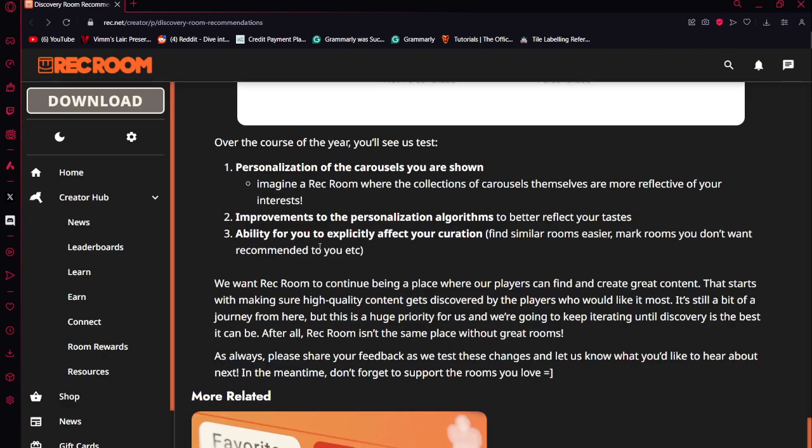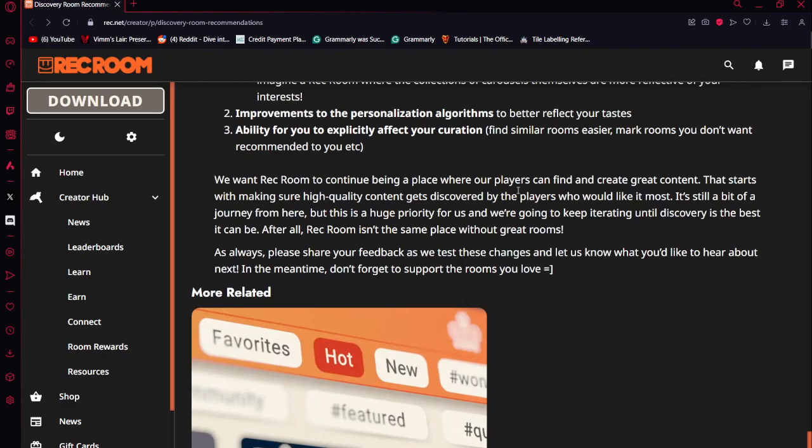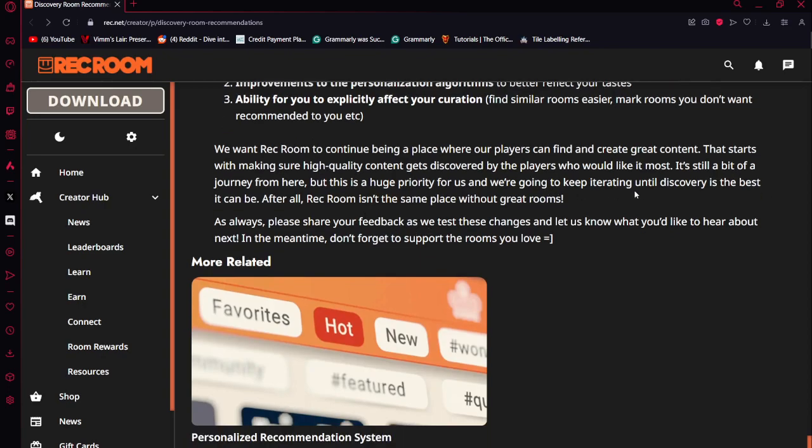So basically, if you mark a lot of militaries and PvPs, you won't have to deal with them, and therefore you'll definitely get more unique rooms or more variety of rooms, I guess. Always nice. We want Rec Room to continue being a place where our players can find and create great content, and that starts with making sure high quality content gets discovered by players who would like it most. It's still a bit of a journey, but this is a huge priority. Rec Room isn't the same place without great rooms. I can agree with this.